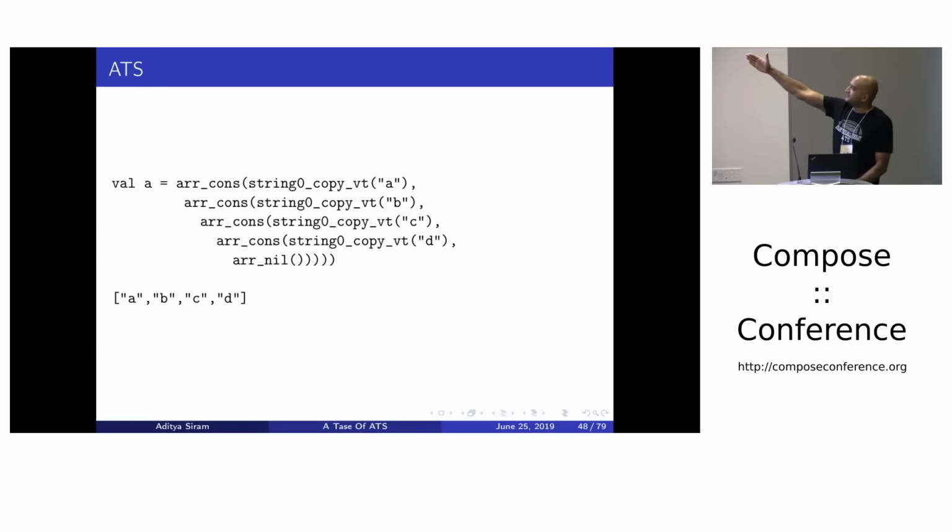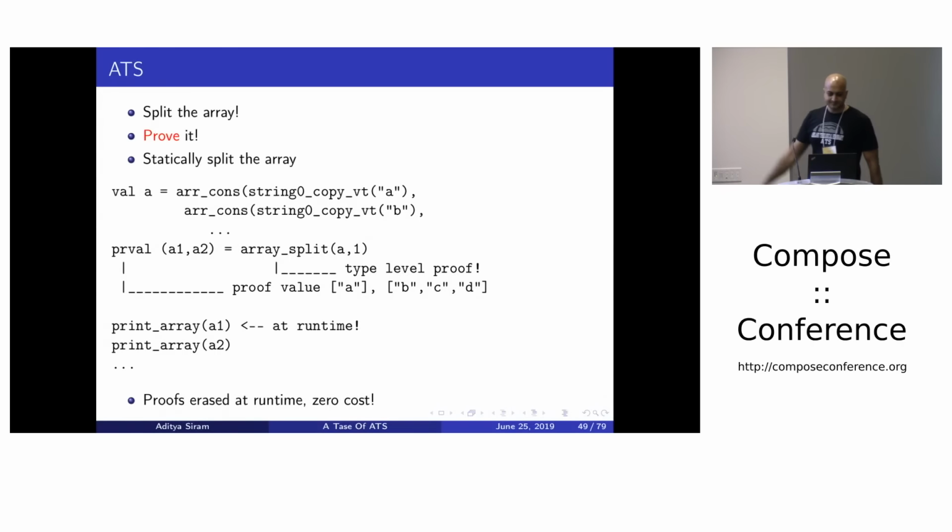So very verbosely, you can construct that array at the bottom, ABCD, that way. The array cons, right? Forget about what that string 0 copy VT thing is doing. It's essentially just allocating that A on the heap, which is what you need to do if it's a view type. That's linearly tracked.